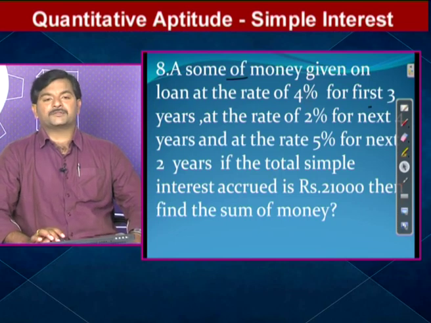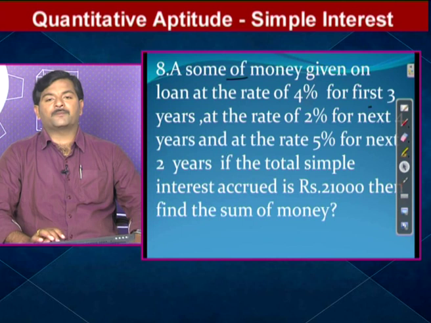Yes, here is the 8th question. A sum of money is given on loan at the rate of 4% for first 3 years, at the rate of 2% for next 4 years, at the rate of 5% for next 2 years. If the simple interest accrued from this total is 21,000 rupees, then find the sum of the money. I repeat, you can see the given years. If the total simple interest accrued in 3 cases is 21,000 rupees, then find the sum of the money.